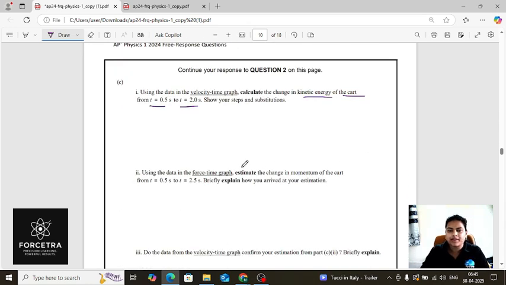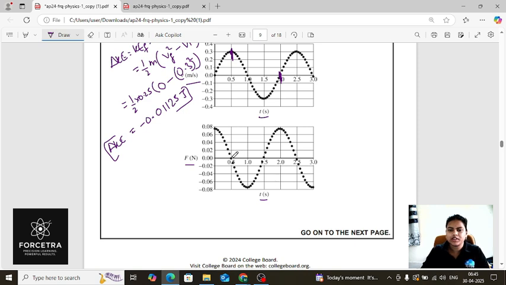Now let's see the second part. Use the force-time graph to estimate the change in momentum of the cart from 0.5 second to 2.5 seconds. Let's use this graph, from this point to 2.5, this point, we have to find the change in momentum. Force times time. This is time and this is force, so we have to find this area. So the area under the graph between 0.5 and 2.5 seconds.